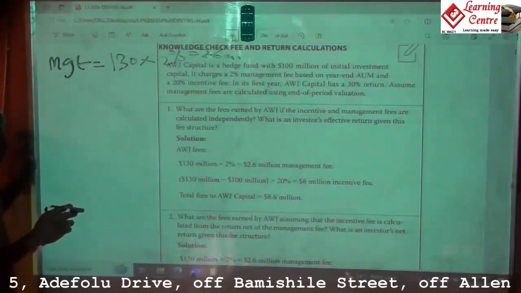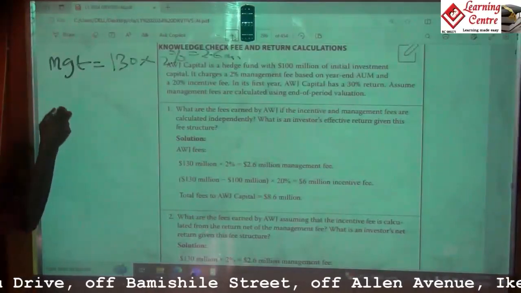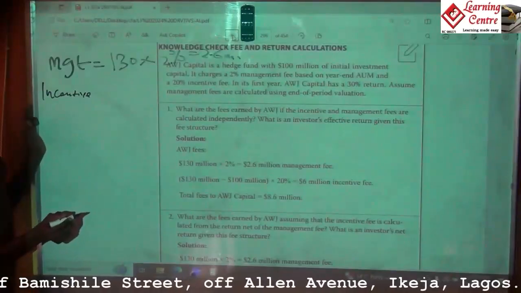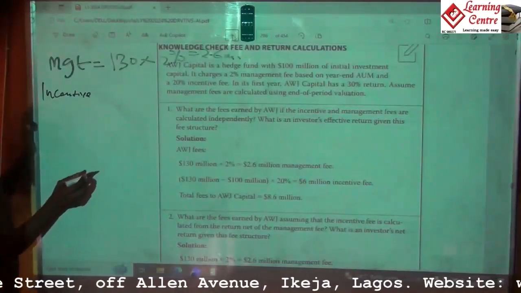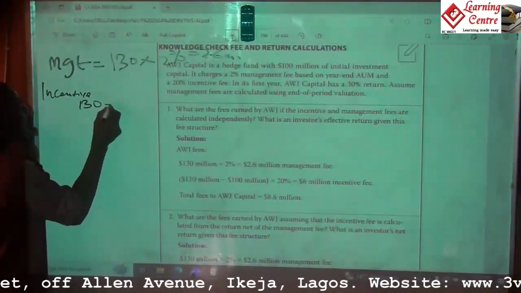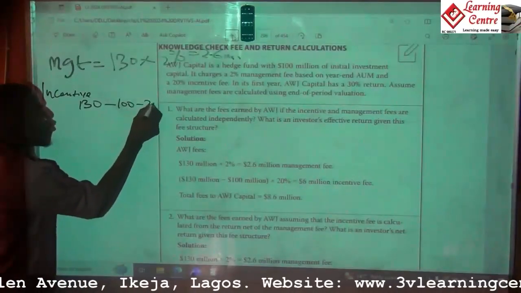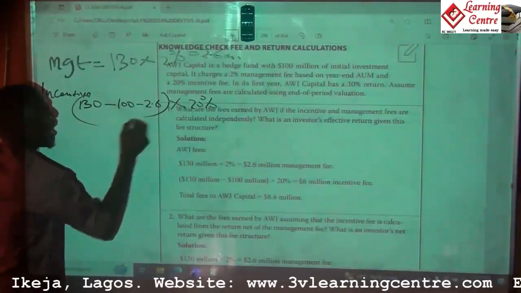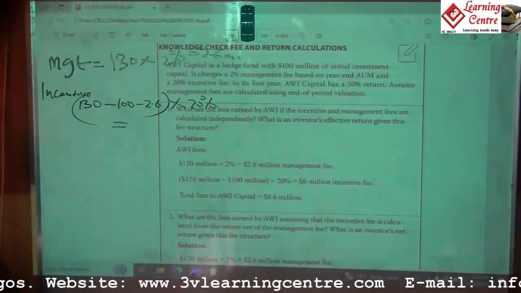Our investors said our incentive is calculated net of management fee. So the incentive fee will be 130 minus 100, minus the management fee of 2.6, times 20%. Yeah, that's our incentive fee. Makes sense now?